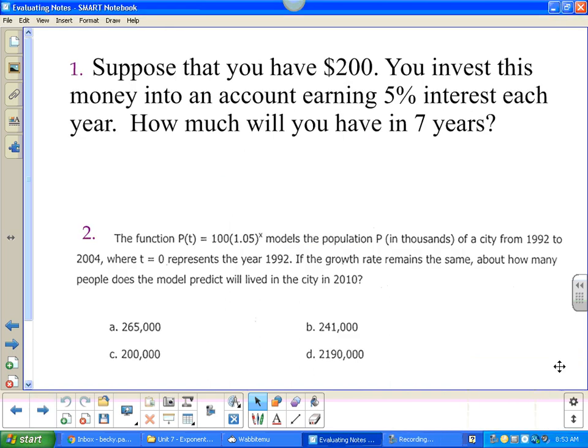So suppose that you have $200. You invest this money into an account, earning 5% interest each year. How much money do you have in 7 years?